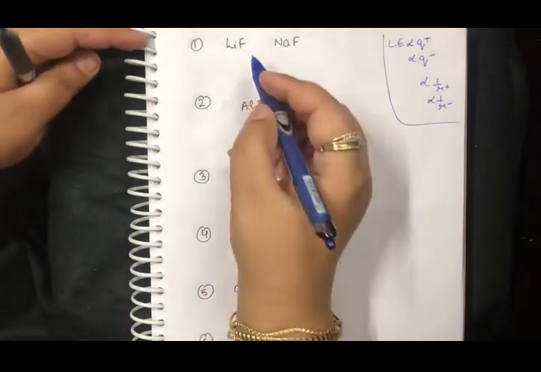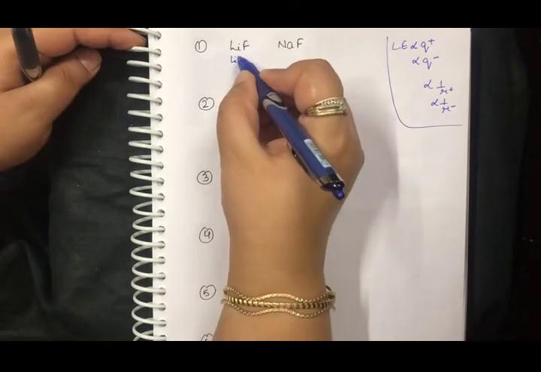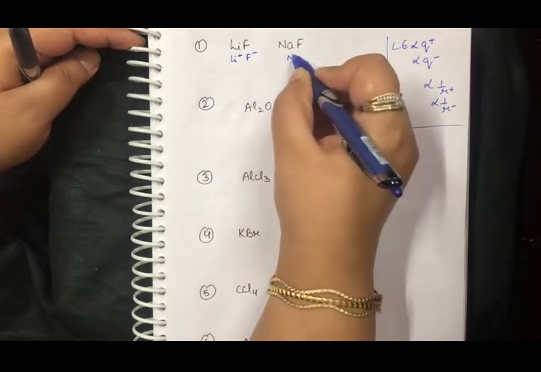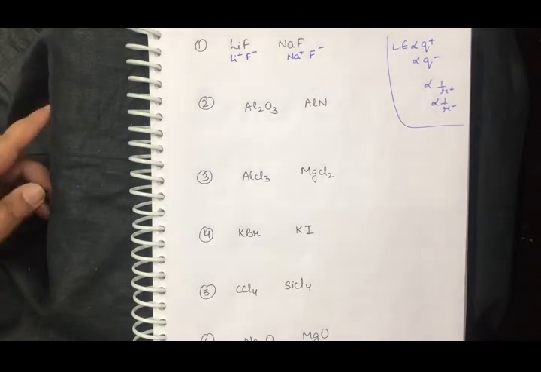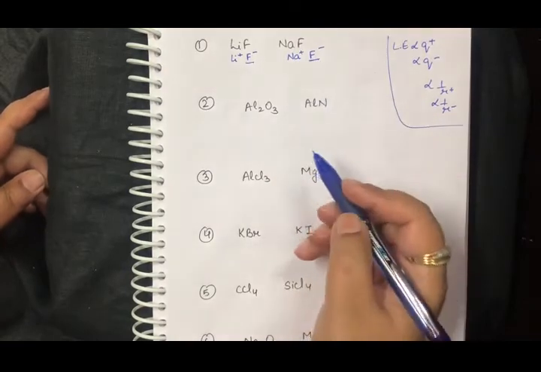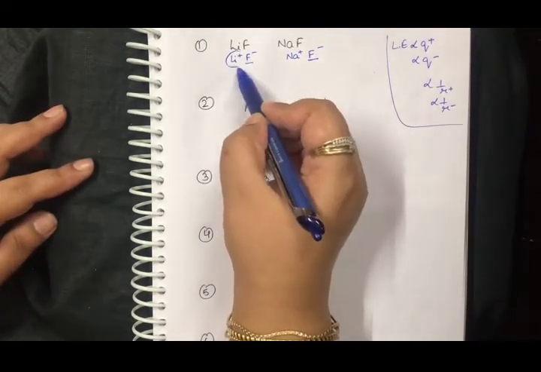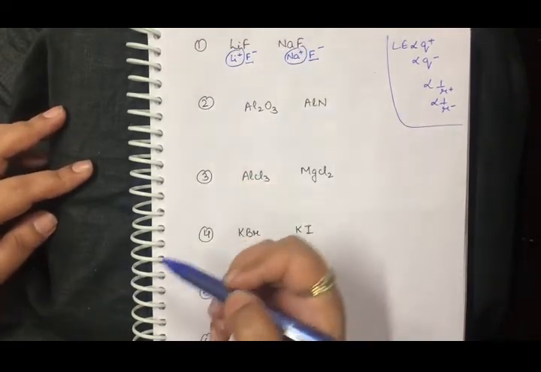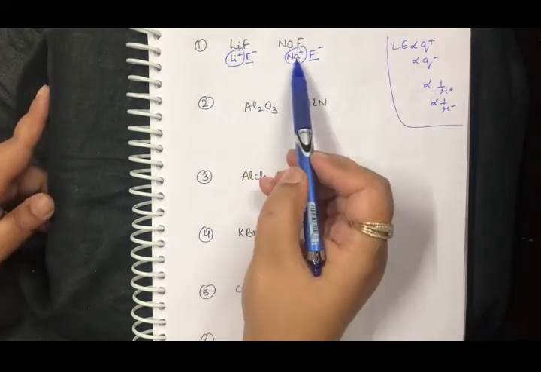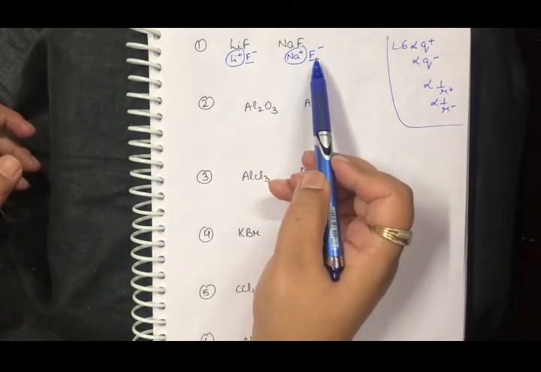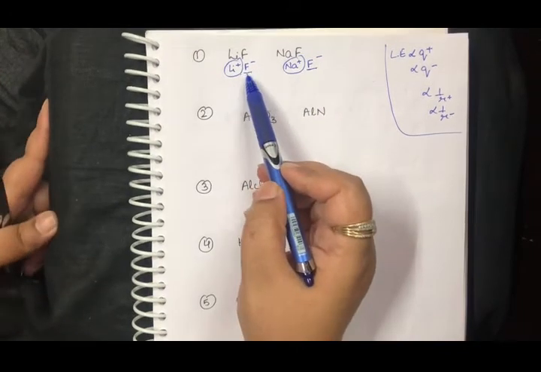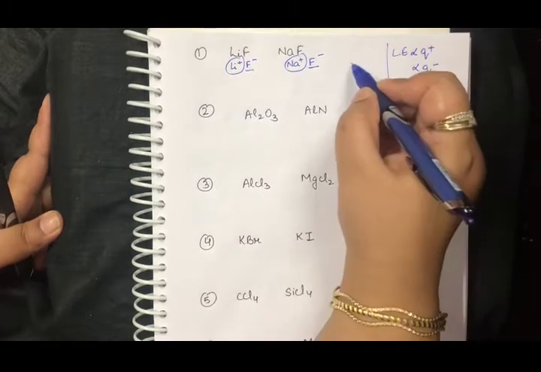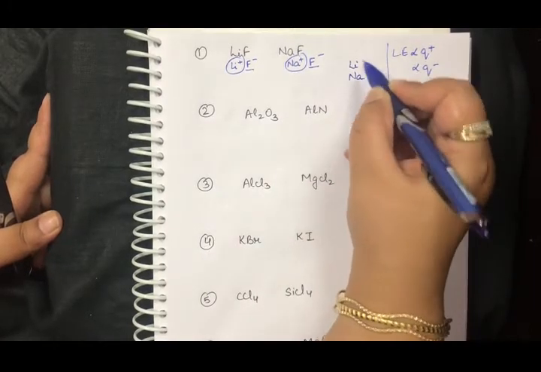Now the first case: this is Li plus F minus, and this is Na plus and F minus. First of all I have to check if there is any common ion so that I can ignore it. If this is common in both, I am only left to consider Li plus and Na plus, right? The anions are the same, so they are not going to affect the lattice energy in any of them. And if I talk about the cation, I have lithium and sodium, and we know that lithium and sodium both belong to the same group.